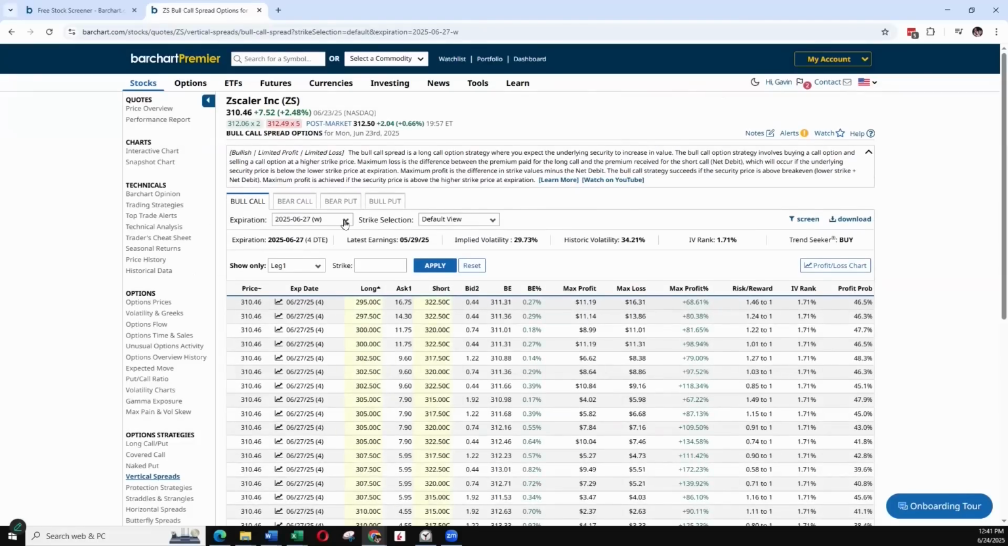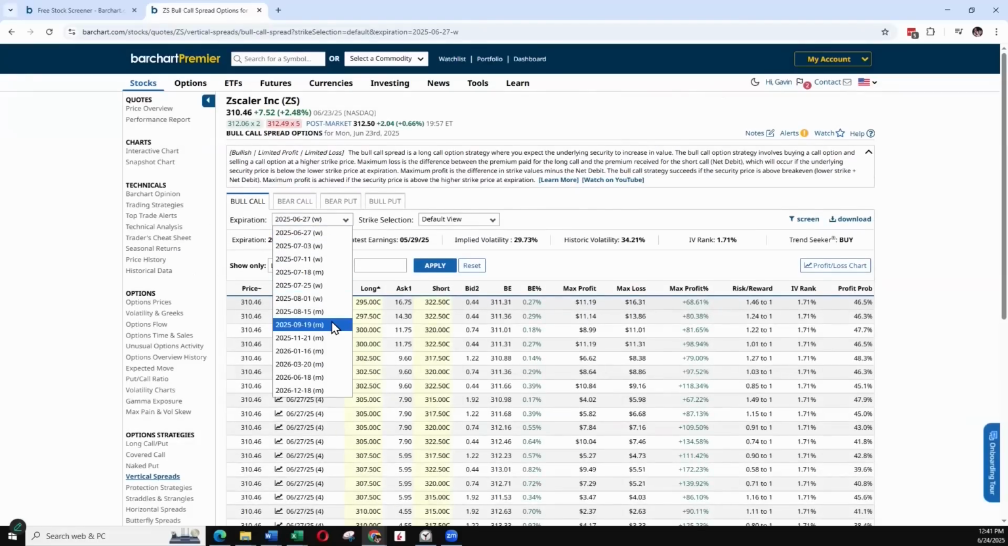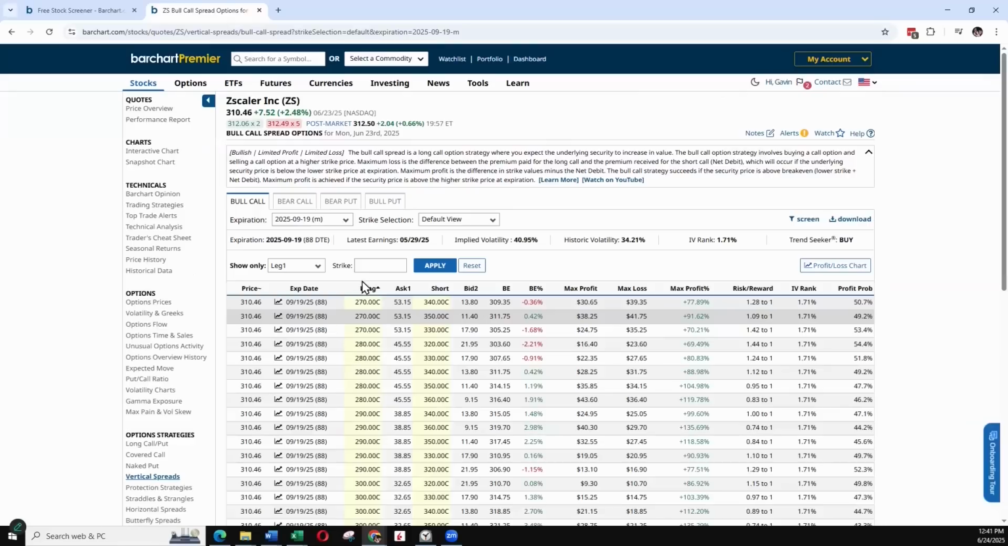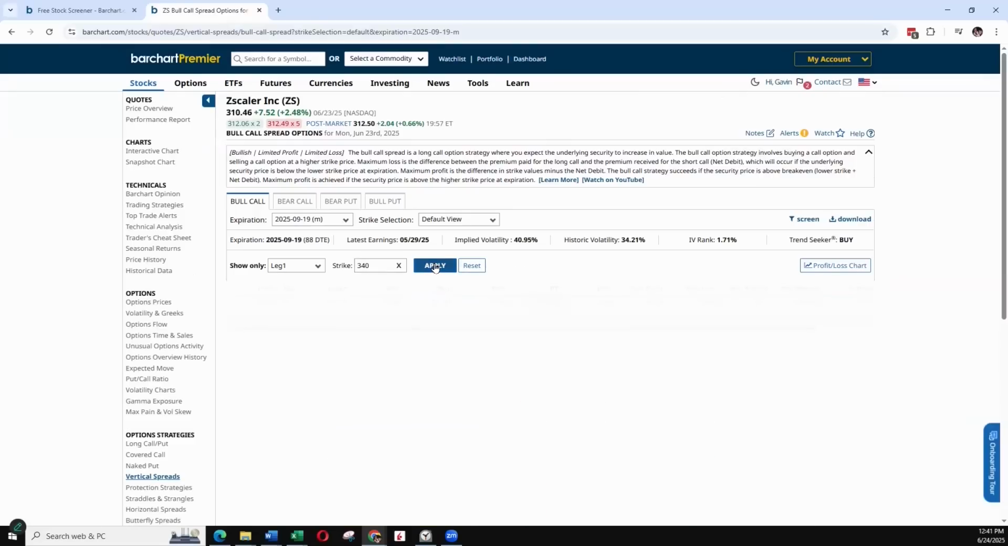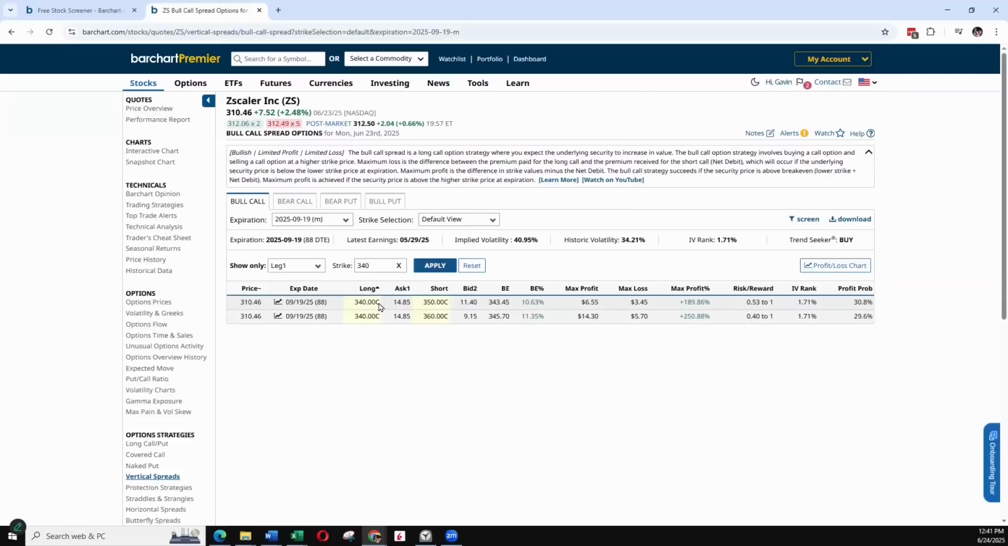and this time we're going to look at a bull call spread for the September expiration. And we know the expected move on the upside was about 350. I want to put the long strike just a little bit inside that expected move in this case. So here's an interesting one to look at. September expiration, going long the 340, short the 350, and really nice max profit. So max profit of 655, max loss of only 345.